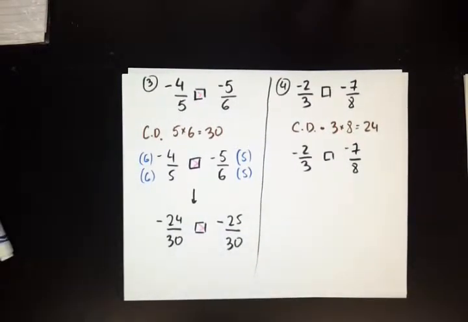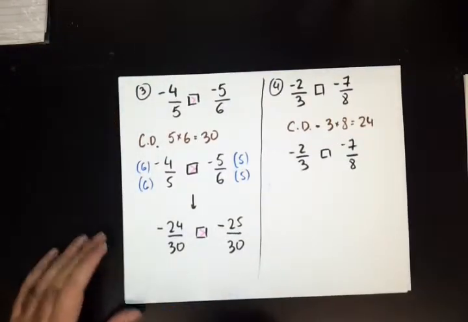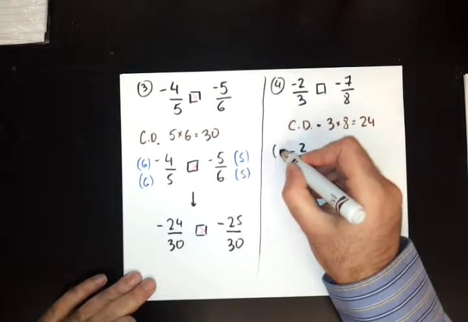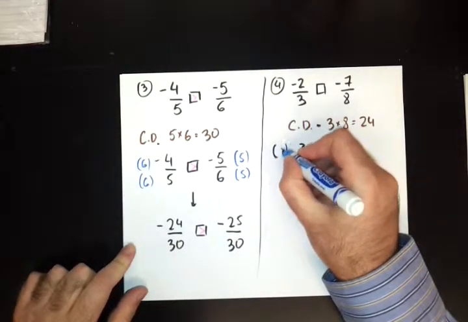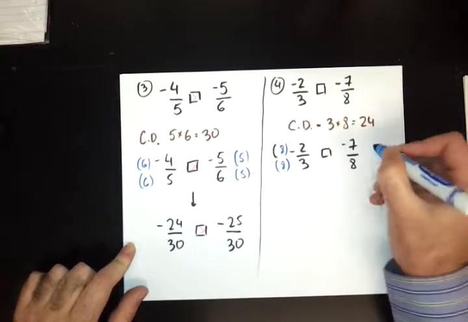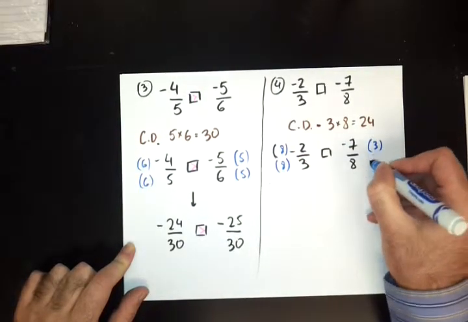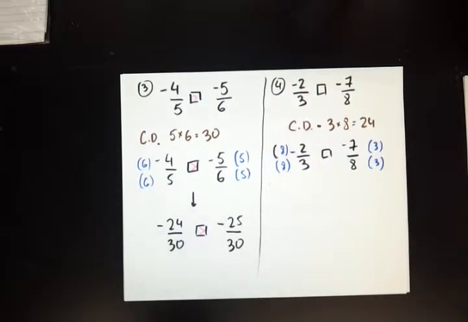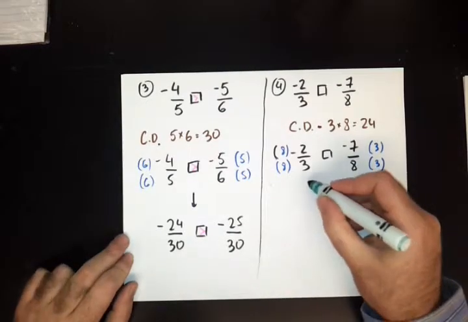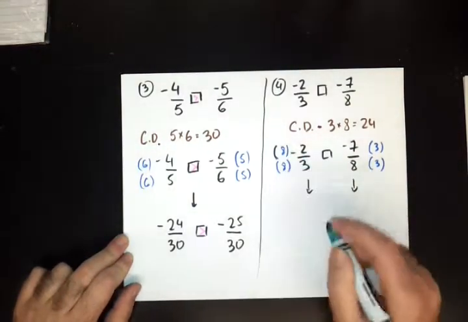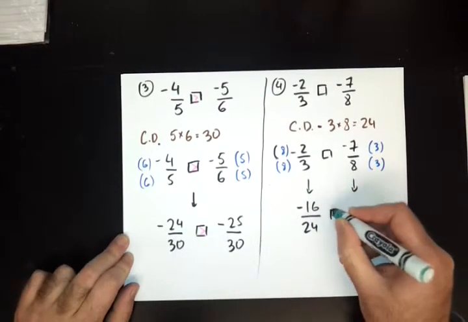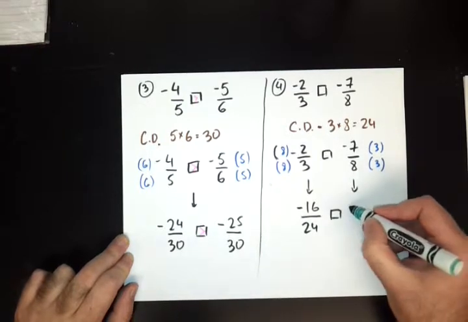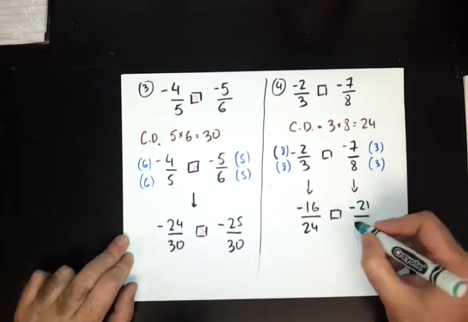Alright. That being said, how do I get a 3 to become a 24? I can multiply it by an 8, top and bottom. How do I get an 8 to become a 24? I multiply it by 3, top and bottom. And then I get my two new fractions after the modification. 8 times 2 is negative 16 over 24, our common denominator. And here we have negative 21 over 24.